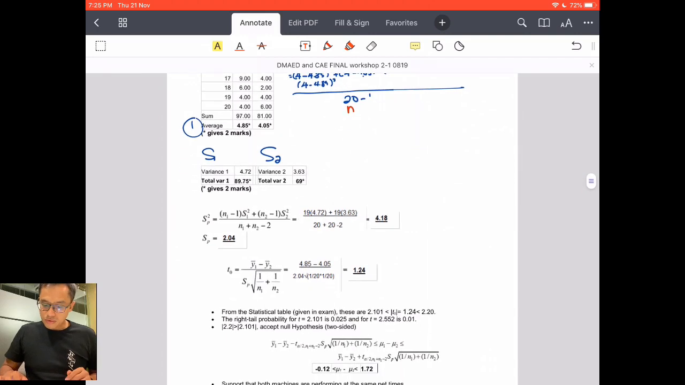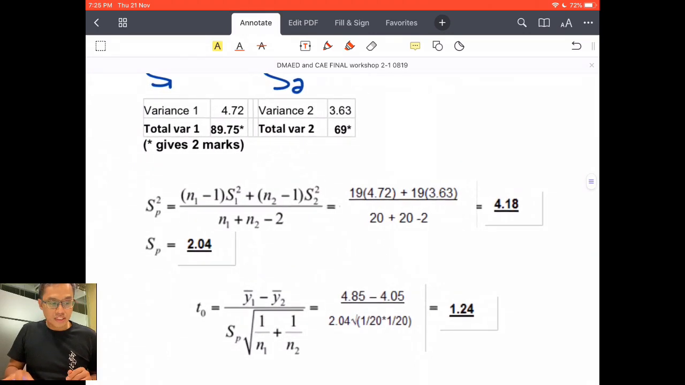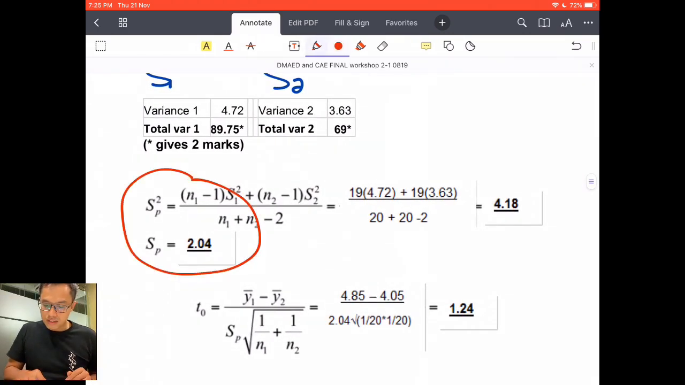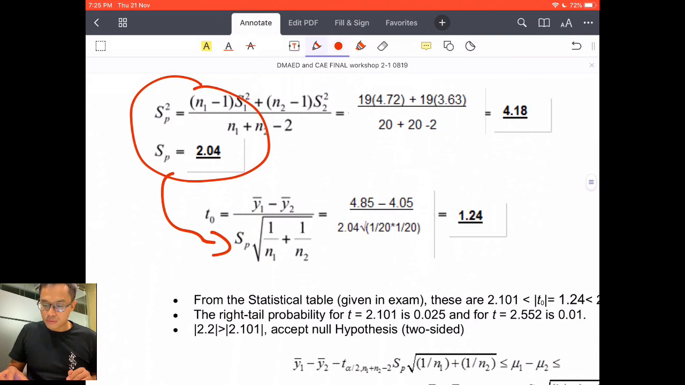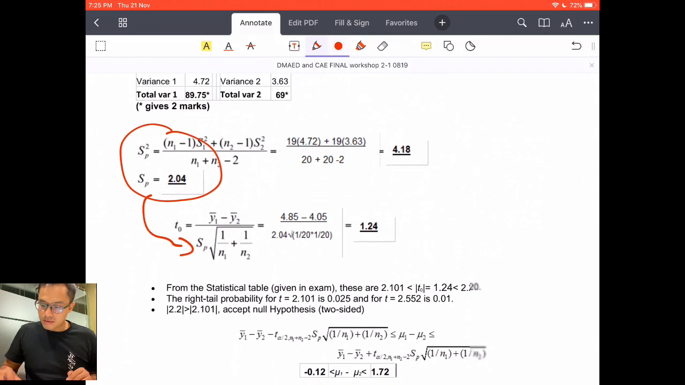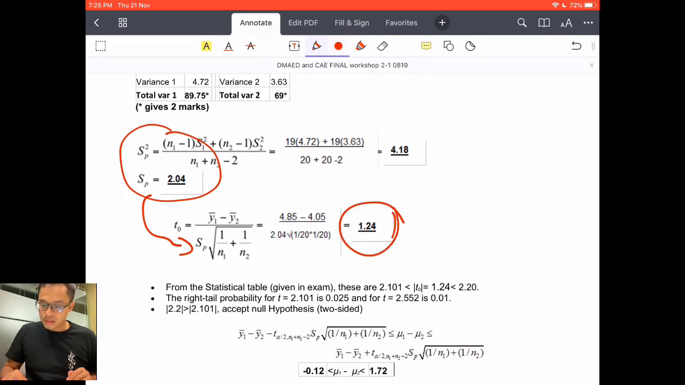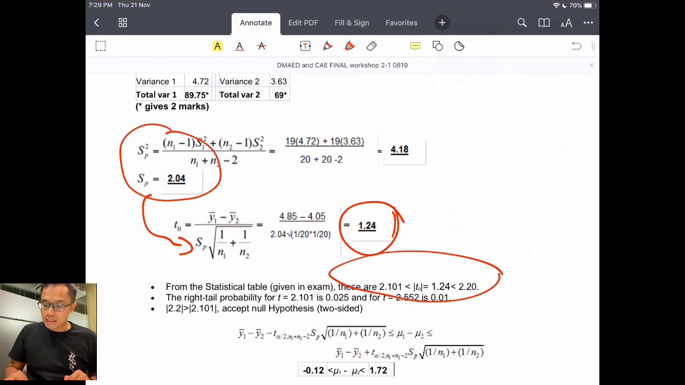Okay. So then you have to put it in the estimate of common, and you get this. And after that, you have to square root it and put it in this equation, and you get 1.24. Okay. Now what should we do with this? We need to see it from the table.